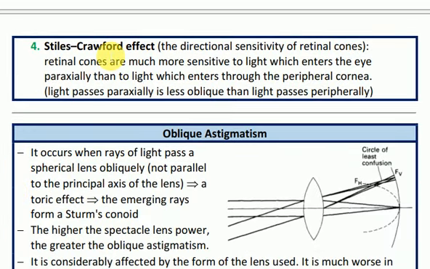Next is the Stiles-Crawford effect. The retinal cones are much more sensitive to light which enters the eye paraxially than to light which enters obliquely through the peripheral cornea. This is the Stiles-Crawford effect. This directional sensitivity of the cone photoreceptors limits the visual effects of the residual spherical aberration in the eye.